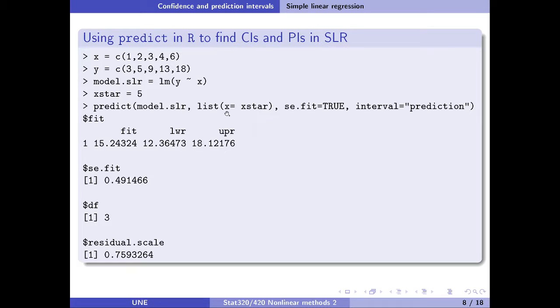Here's the new observations I want to predict at. In this case, it's just the one value x star equals 5. I want the standard error of the fit, and I want a prediction interval. And so it's going to give me some output. This first bit, fit. Fit is y hat, so beta naught hat plus beta 1 hat times x star of 5. It will also give me the lower and upper limits for a prediction interval, since I asked for a prediction interval. It will give me se.fit, that's just the s y hat. And of course, degrees of freedom and residual variation, these things are less interesting to me at the moment than those.